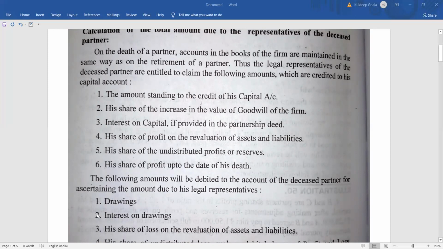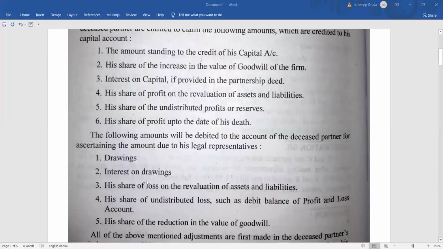What is the thing that will be deducted? Drawings will be deducted from the capital, interest on drawings will be deducted, loss on revaluation will be deducted, undistributed loss will be deducted, and if the goodwill appears in the balance sheet, that will be deducted. So I have told you already all these things along with the first explanation, that in the capital account, what you have to adjust, what are the things you are going to get?